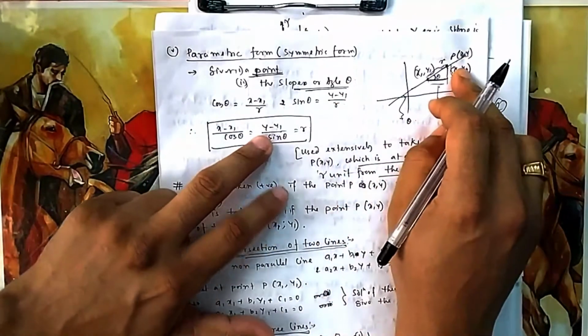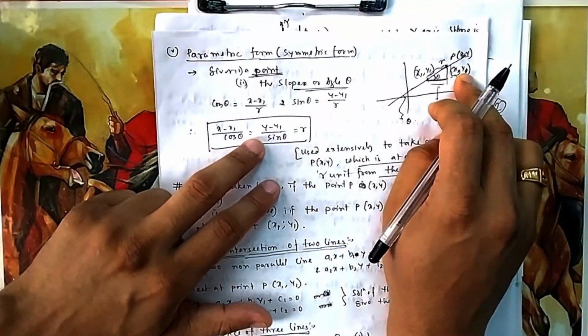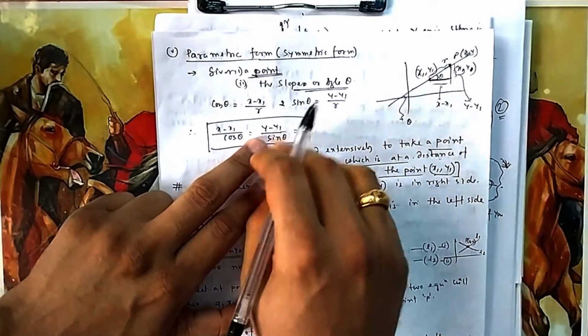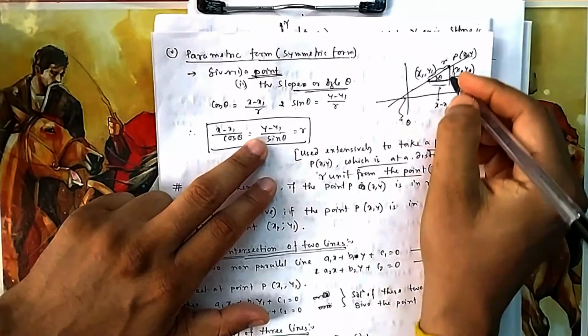If you want to find the y coordinate of that point, then y will be equal to y1 plus r sin theta. So that will exactly land you at the point where you want to go.